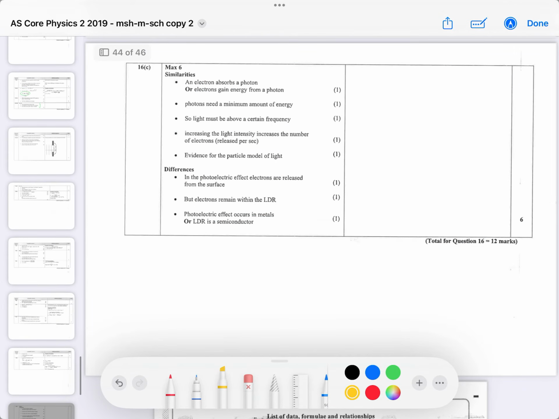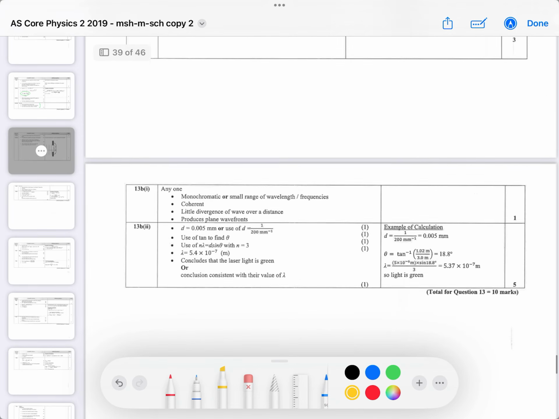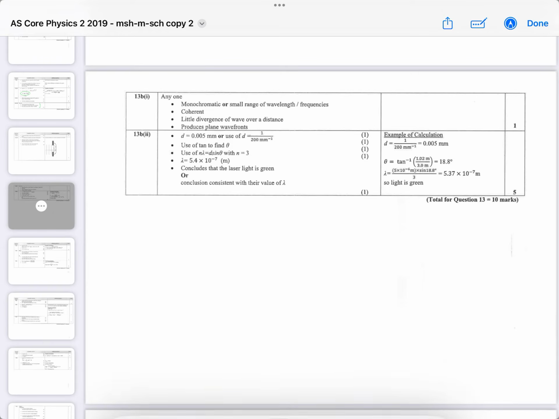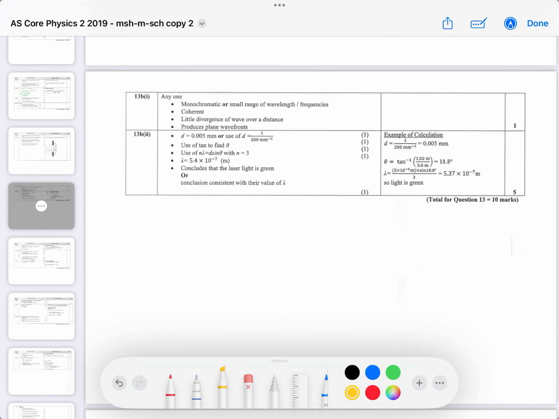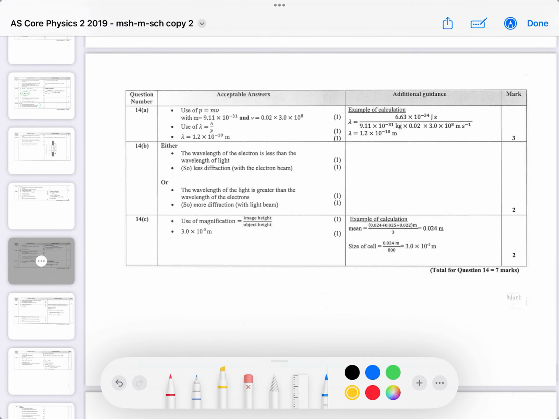We want question 13. So there's question 13. So there you can stop the video and have a look at what they say are the marking points. Question 13b on the next page. So it's about the laser light being green. Question 14, use of the momentum for de Broglie and the wavelength of the electron.